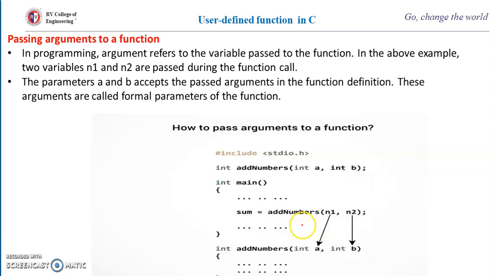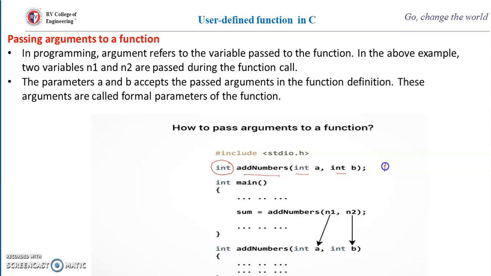We have written the header file, and then this is the prototype. The return type is int because we are going to add two numbers. So what type of value will be returned? Integer type of value. This is the name of the function, and the two arguments we are going to pass are both of type int: int a, int b.